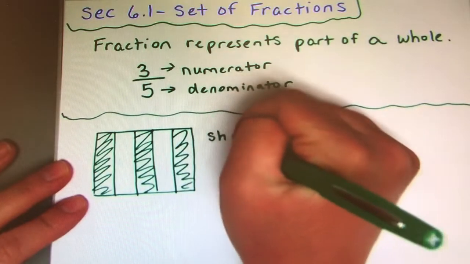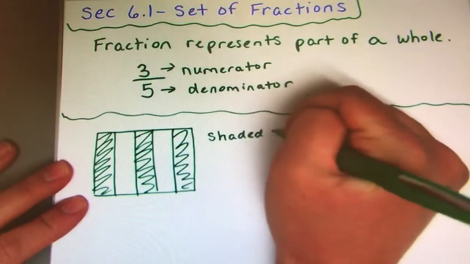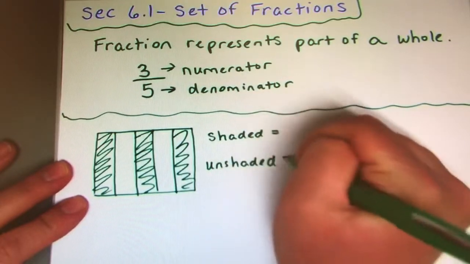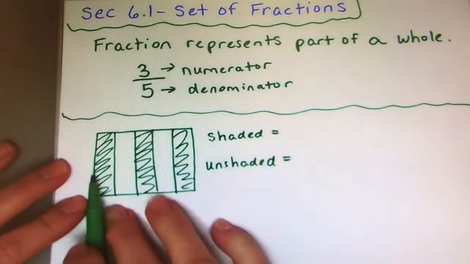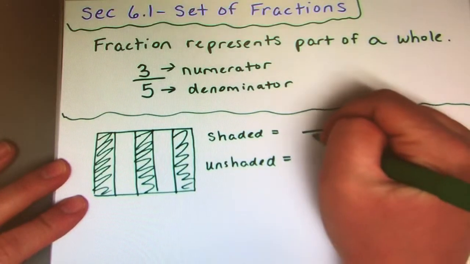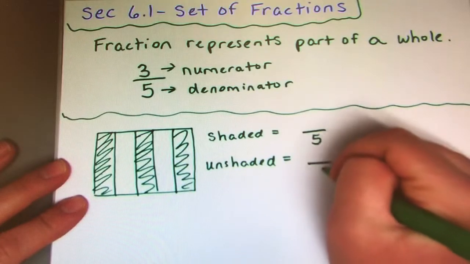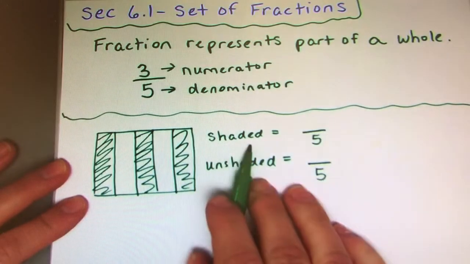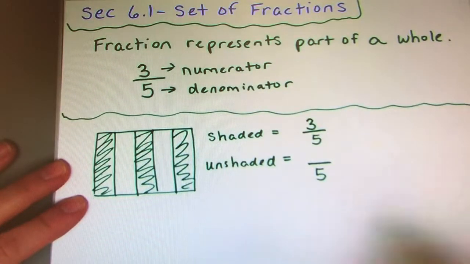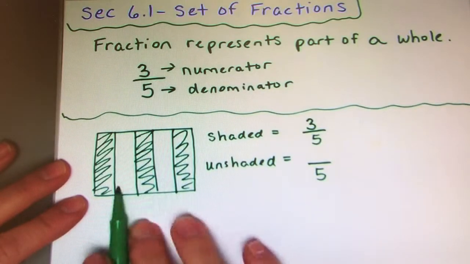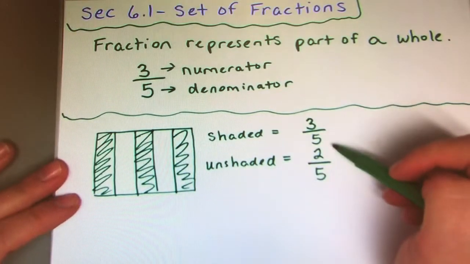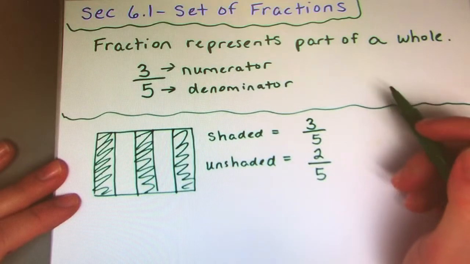So let's put shaded equals and unshaded equals. All right, so how many total pieces are there? There's 1, 2, 3, 4, 5 total pieces. That's going to be our denominator on both. Out of the 5, how many are shaded? 1, 2, 3. So 3/5 are shaded. How many are not shaded, or unshaded? There are 2 out of the 5. So we would say 3/5 of the whole is shaded, 2/5 is unshaded.